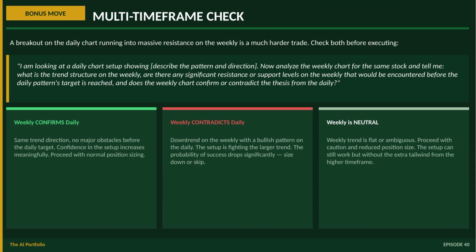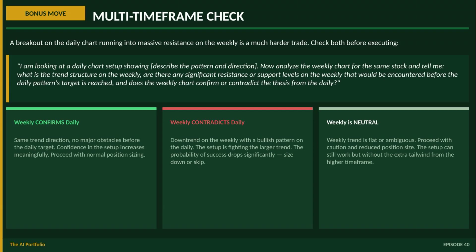I am looking at a daily chart setup showing the pattern and direction. Now analyze the weekly chart for the same stock and tell me, what is the trend structure on the weekly time frame? Are there any significant resistance or support levels on the weekly that would be encountered before the daily pattern's target is reached? And does the weekly chart confirm or contradict the bullish or bearish thesis from the daily?